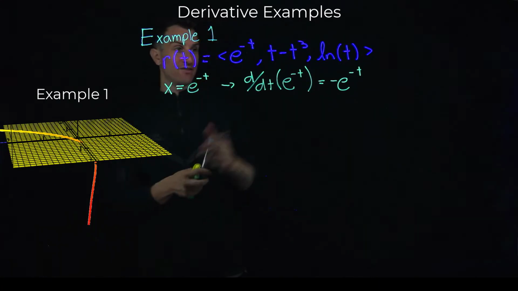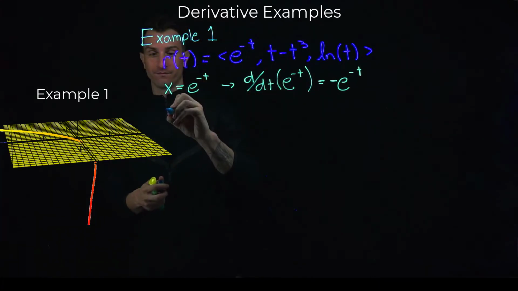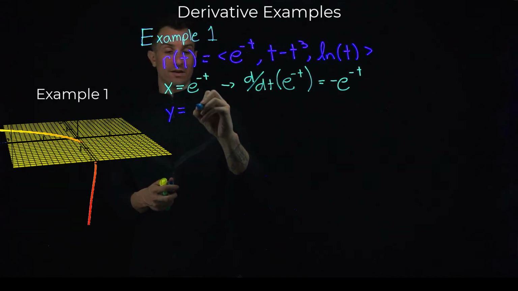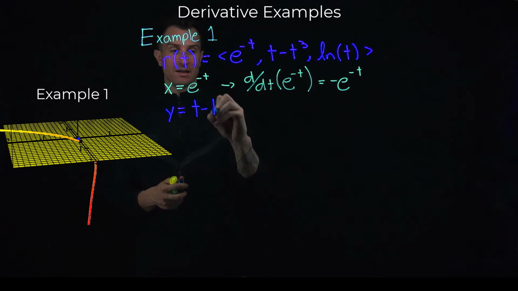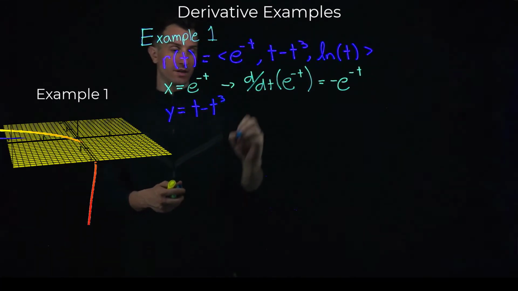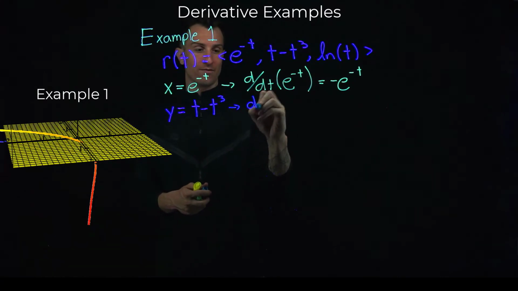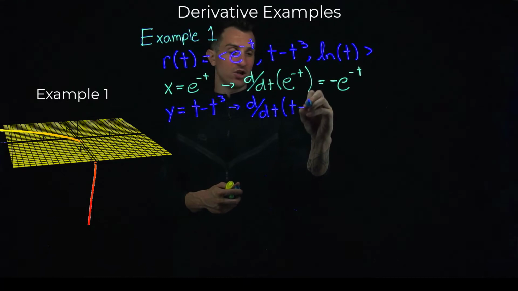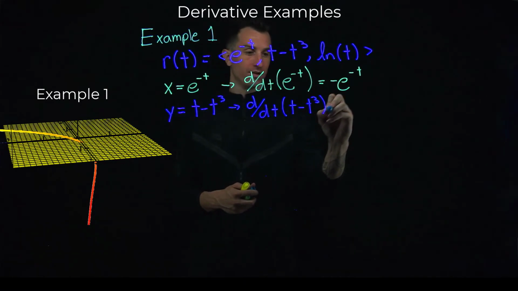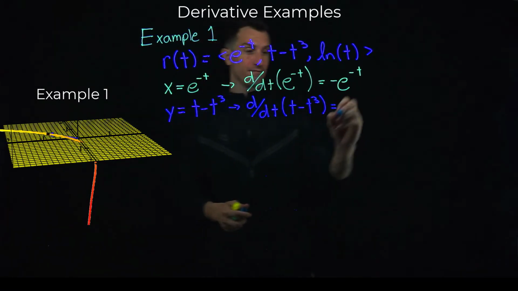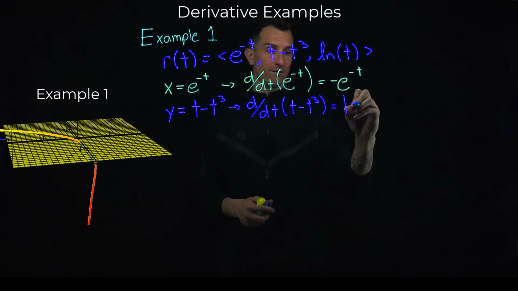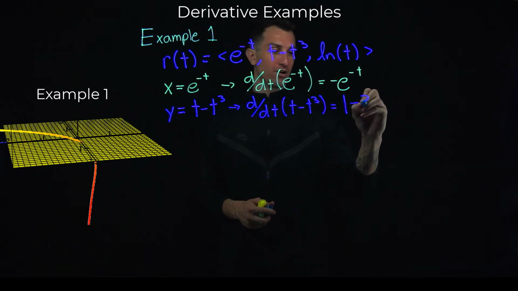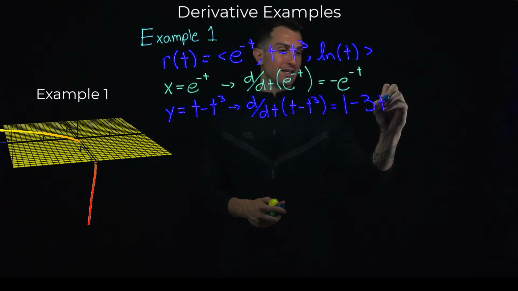The next one we have is our y component. We have t minus t cubed, which means if we take the derivative with respect to t of t minus t cubed, these are some basic power rules. Derivative of t, 1, minus derivative of t cubed, another power rule, 3t squared.